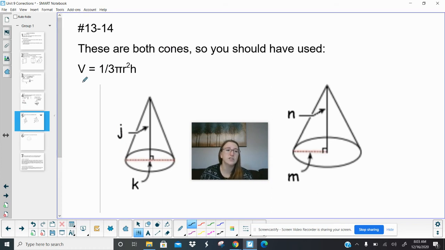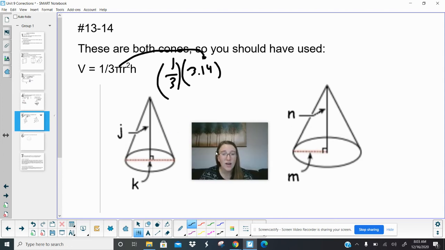Okay, 13 and 14, these are both cones. So this is the formula we should have used. So once again, things to be careful for is that we don't forget about the 1/3, but pi needs to become 3.14. If you did not multiply by 3.14, you got it wrong. Now, the other thing is that you have to be careful. Notice in this question versus this one, the picture is slightly different. This is the radius. The radius goes just to the center of the circle.